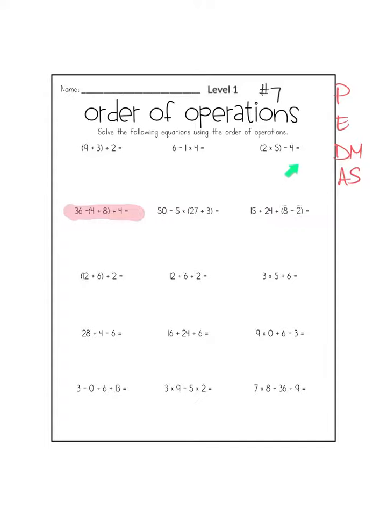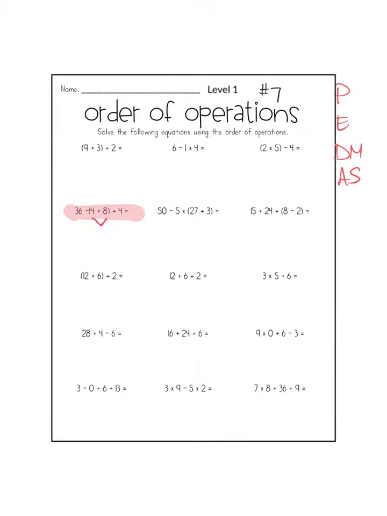Now, if there wasn't the parentheses there, the brackets, I would do the division first because division comes before addition or subtraction. But since we have these parentheses, or brackets, that's what I always say, we need to do this one first because parentheses is the first thing we do. So I'm going to draw a little triangle to show you what I'm working on first.